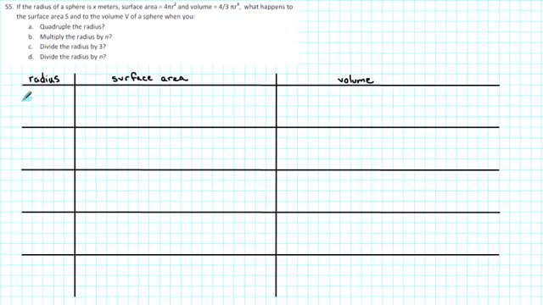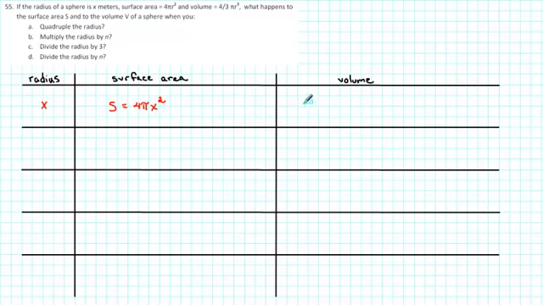Well, let's first of all complete the first row of the table using the given information. We're given that the radius of the sphere is x meters. We're given that the surface area is S, but we can also calculate the surface area using the given formula. The surface area is 4 pi times the square of the radius. In this case, the radius is x, so S is equal to 4 pi x squared.